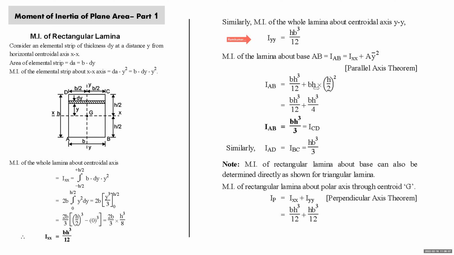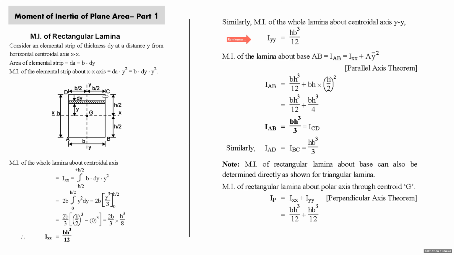Area is b into h. Distance between xx and AB is h by 2 whole square. So bh cube by 12 plus bh cube by 4, which comes out to be bh cube by 3. This way we find the moment of inertia of the rectangle about base AB is bh cube by 3. Similarly, ICB will also be bh cube by 3. If you find the moment of inertia of this rectangle about AD or about BC, this will be hb cube by 3. We'll understand in the next slide how to remember the formula for solving the problems.